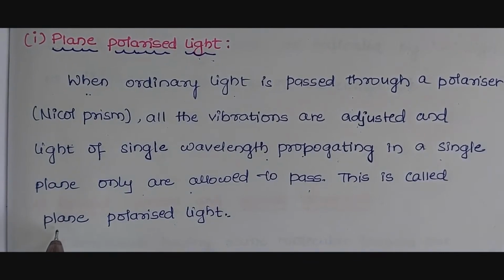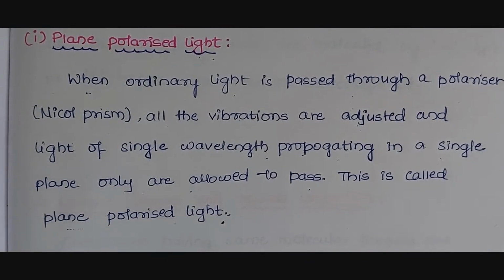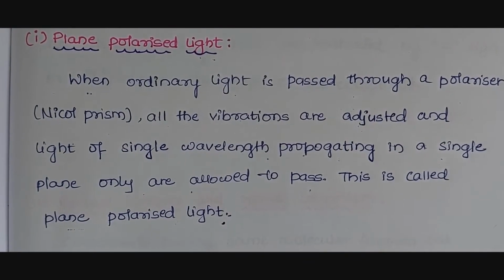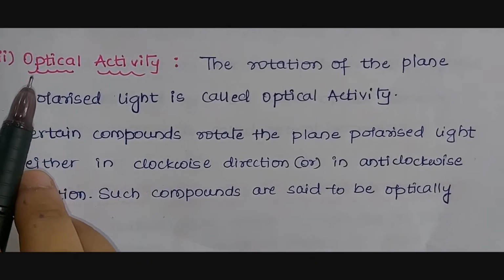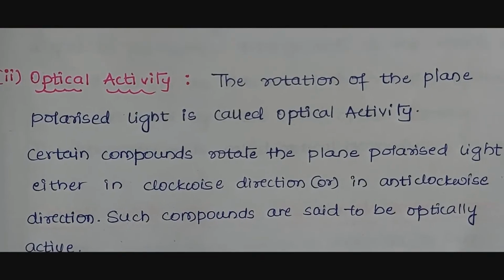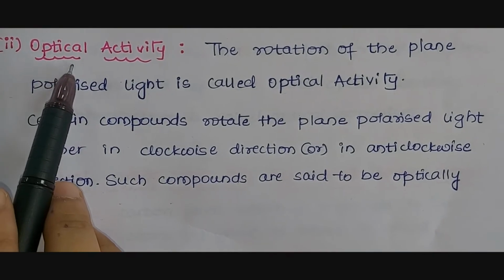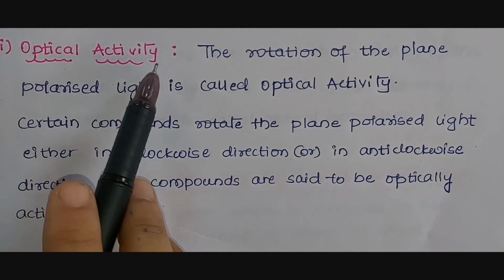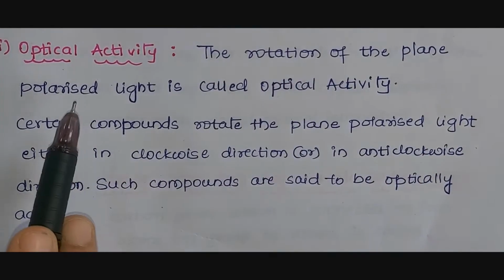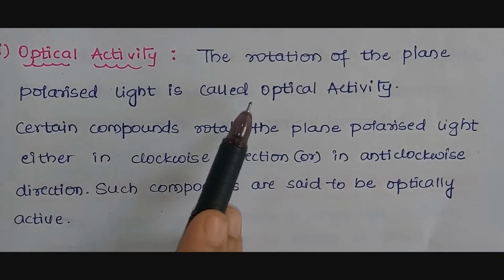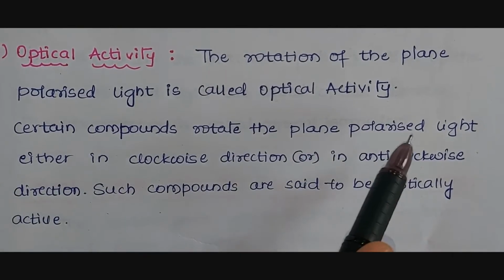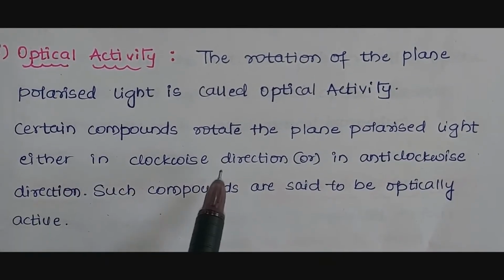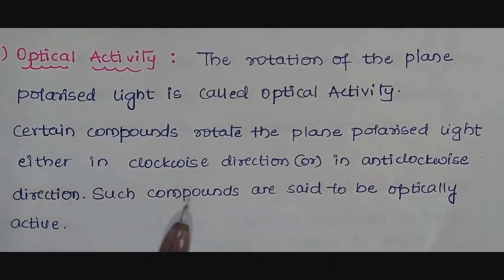Once we know plane polarized light, we will go to the next concept, that is optical activity. This is what I had said I would explain in this video. So what do we mean by optical activity? The rotation of plane polarized light is called optical activity, and certain compounds rotate the light in a clockwise direction or in an anti-clockwise direction. Such compounds are said to be optically active.